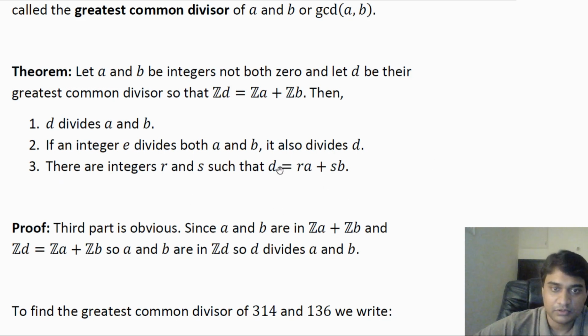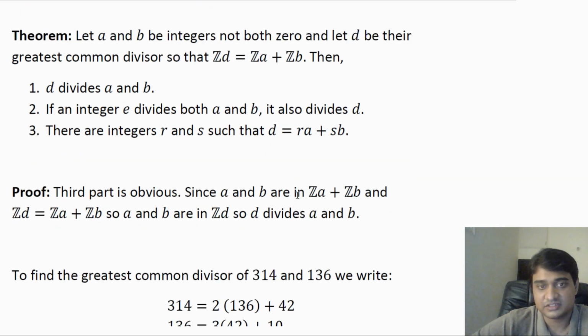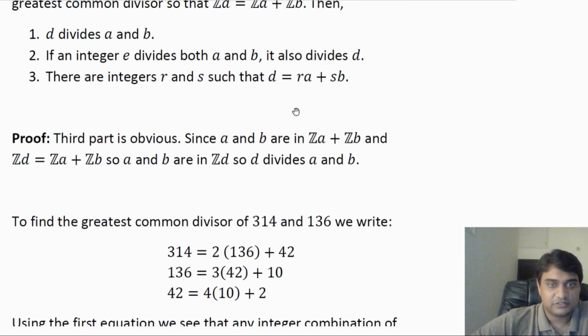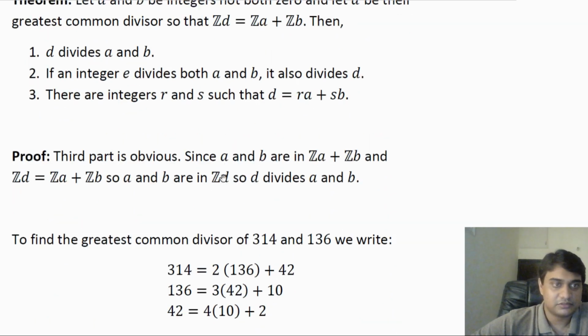So this equation D equals RA plus SB is not an obvious equation. If D is the greatest common divisor of A and B, then it can be written as an integer combination. This fact is not obvious at all. Okay, so the third part is obvious and we have already proved it. So we go over the first and second parts.